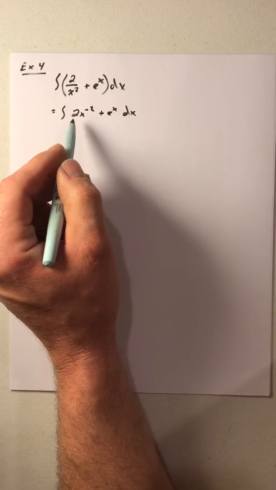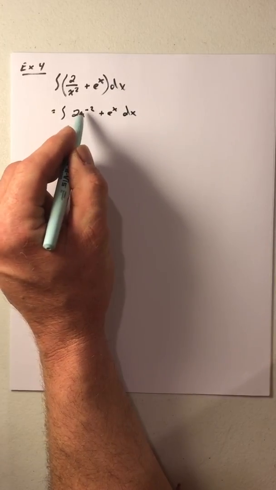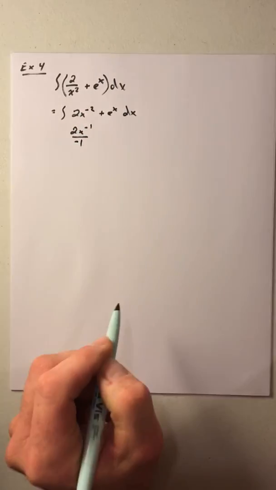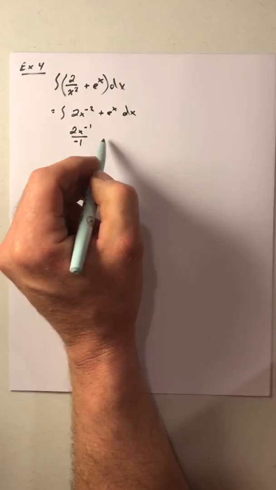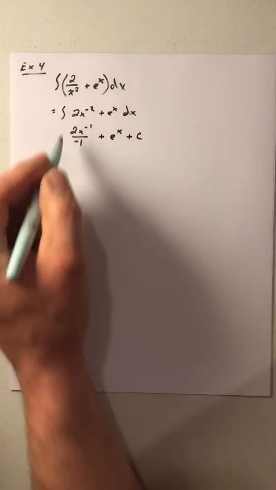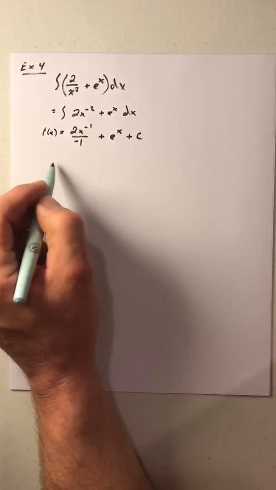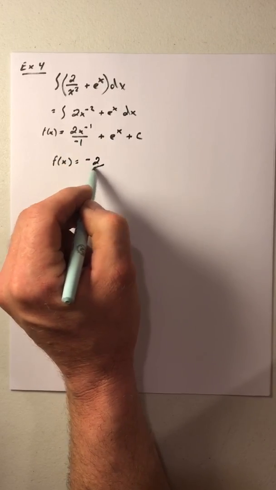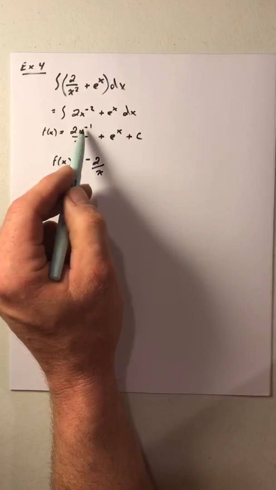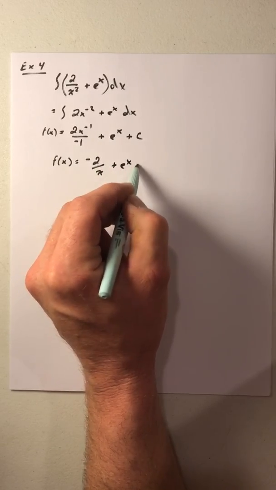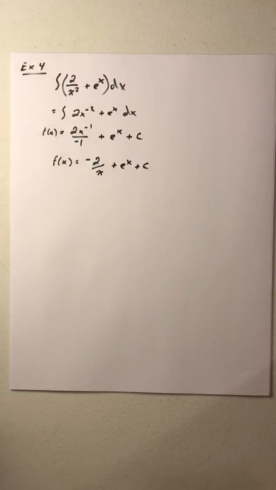Now we can go through our power rule of integration by adding 1 to our exponent and dividing by the new exponent. So we have 2x to the negative first divided by negative 1 plus the integration of e to the x, which is e to the x, plus our c. And that gives us our original function. Cleaning this up, we bring our negative exponent back to the denominator. 2 divided by negative 1 is negative 2, so we end up with negative 2 over x plus e to the x plus c. And that will finish our integration for e to the x.